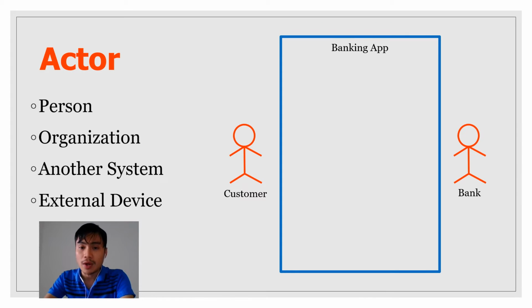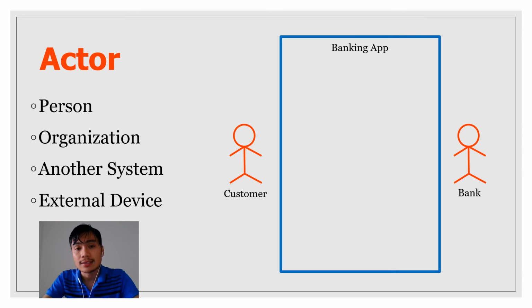And then the second one, once we got the system, or the blue line box, we have to draw the actor. Actor could be a person, an organization, another system, or external devices that access the system. We should draw the actor outside the box, right? Don't draw the actor inside the box. It's wrong.